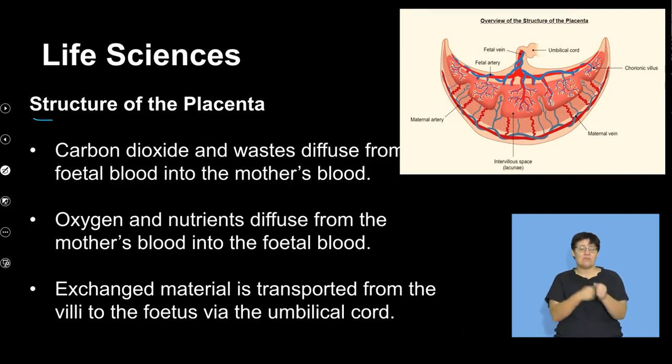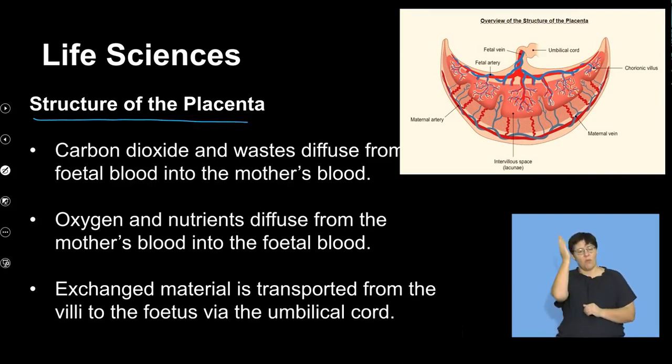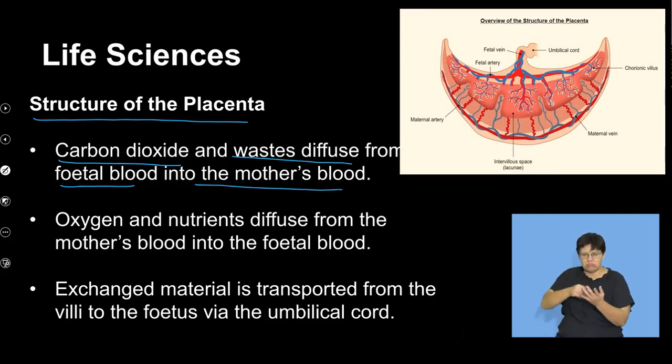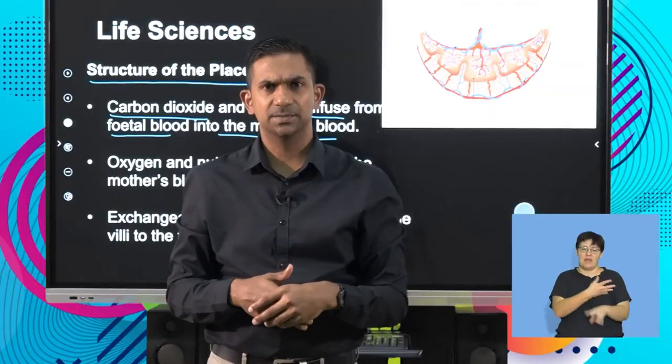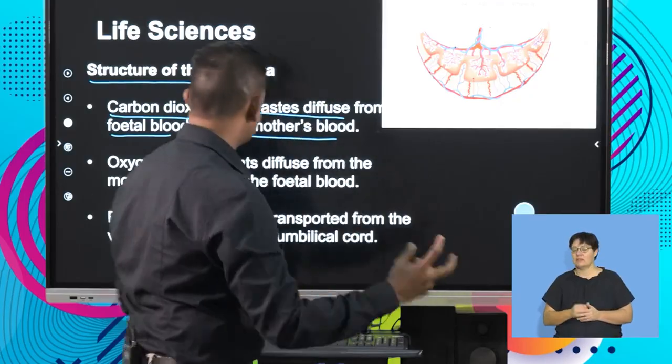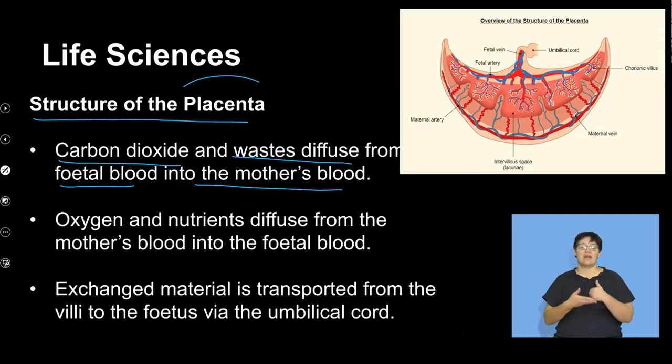So in understanding the structure of the placenta, it's important that we know that products such as carbon dioxide and waste products from the fetal blood diffuse into the mother's blood supply. We know that the baby during its development, or the fetus during its development, produces lots of waste products as well as carbon dioxide. And all of that has to diffuse back into the maternal blood supply so that it can be constantly removed. And so we see that this happens through the aid of the placenta.